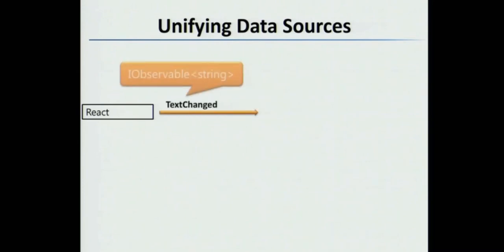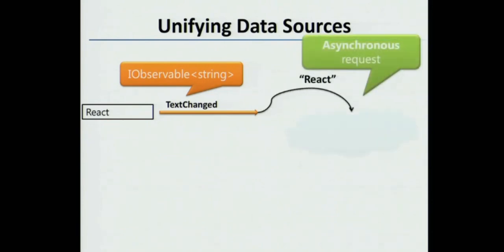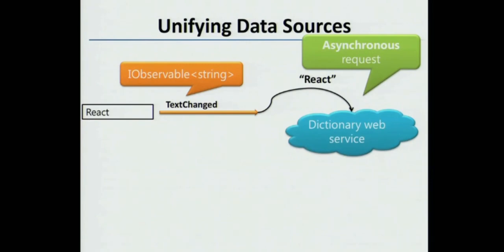Okay, so unifying. Here we have a little text box, and we're typing along with React. That's the prefix of the string I'm typing. Each time I type, what I want to do is surface an event stream of strings, which is the current prefix. So I have the text changed event, and as it changes, for example when I have the prefix React, I want to raise that event, and then off it goes to the server. We send this off as an asynchronous request. So there's an event going on here, and an asynchronous request here. We already have two forms of asynchronous data streams.